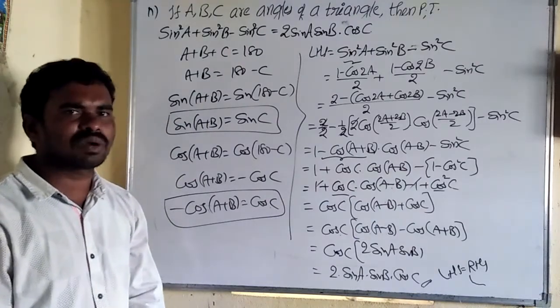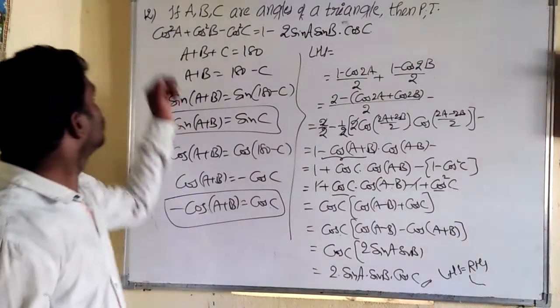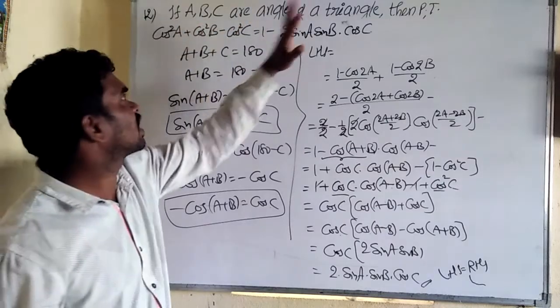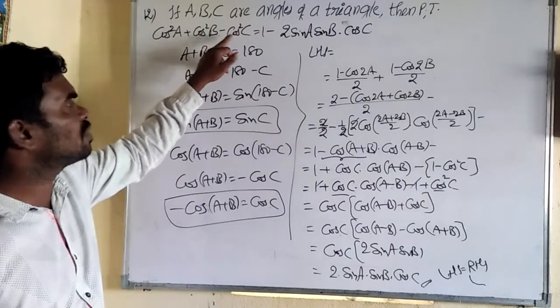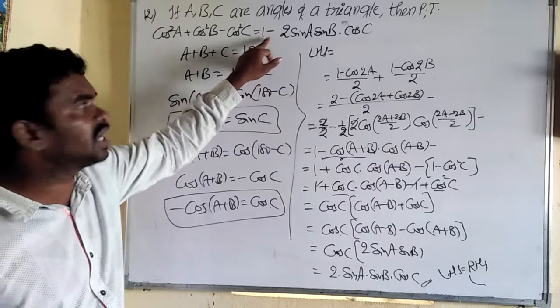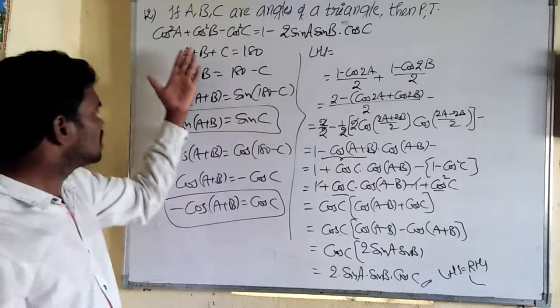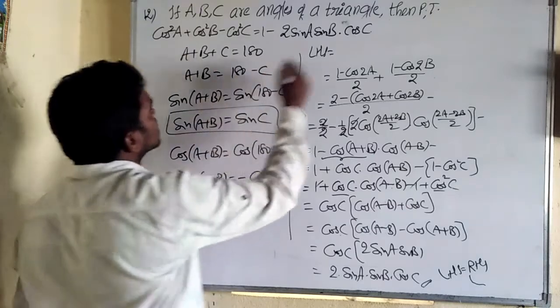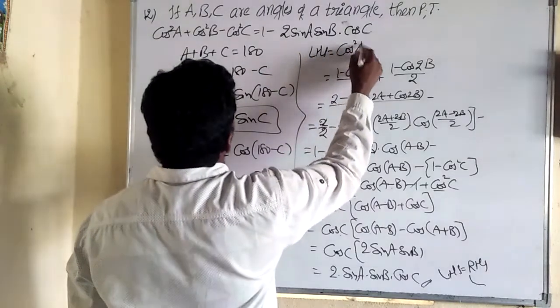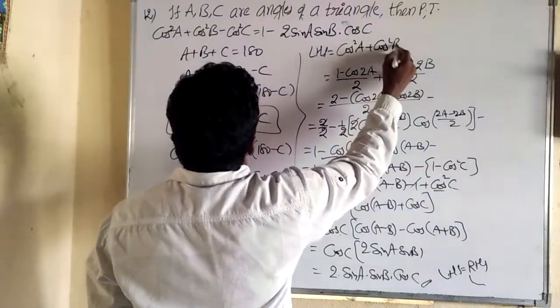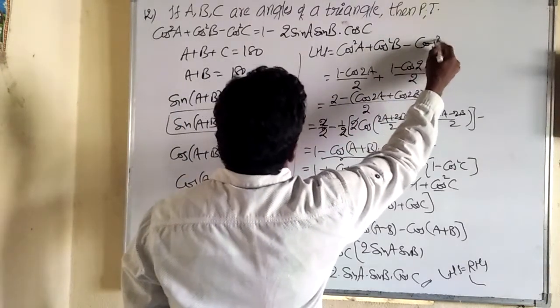Now let us see the next problem. Next, 12th question. If A, B, C are angles of a triangle, then prove that cos square a plus cos square b minus cos square c is equal to 1 minus 2 sin a sin b cos c. Same type of question. Okay, do the same process. Take LHS, that is cos square a plus cos square b minus cos square c.